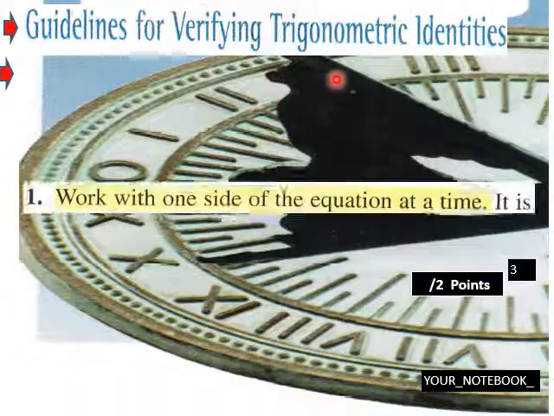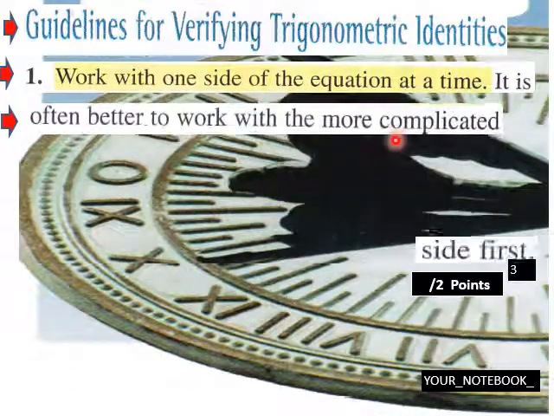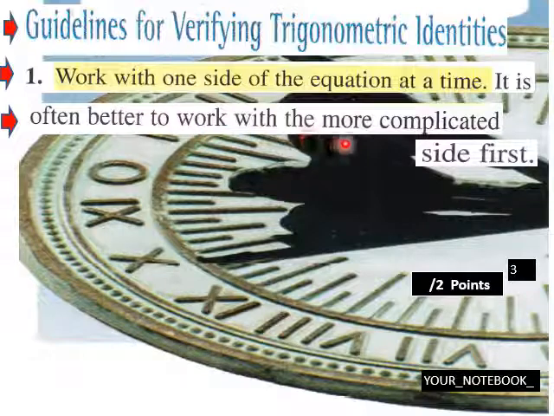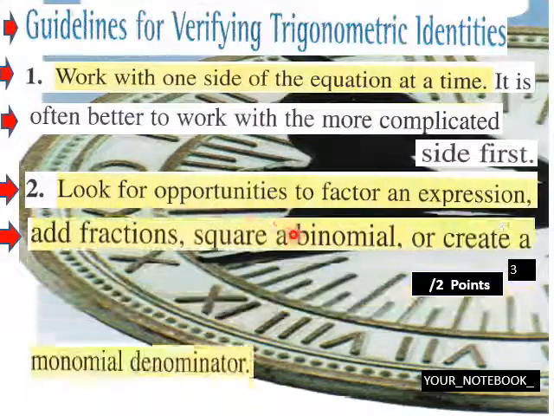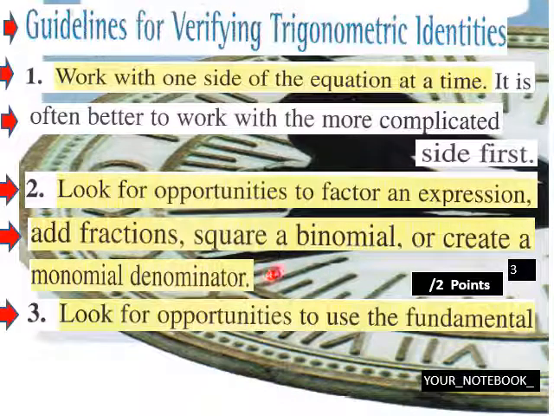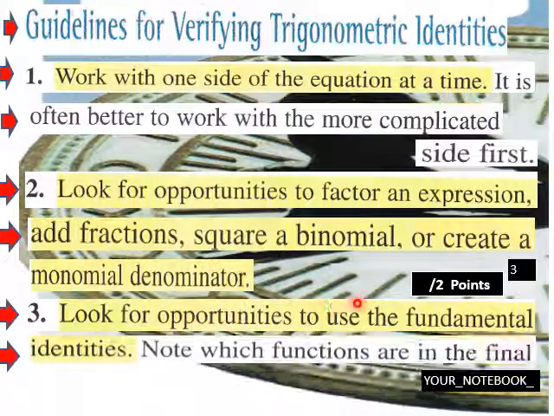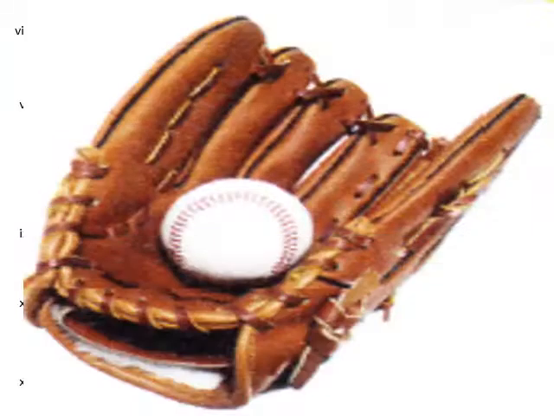Guidelines for verifying trigonometric identities. 1. Work with one side of the equation at a time. It is often better to work with the more complicated side first. 2. Look for opportunities to factor an expression, add fractions, square a binomial, or create a monomial denominator. 3. Look for opportunities to use fundamental identities. Note which functions are in the final expression you want. Sines and cosines are up.